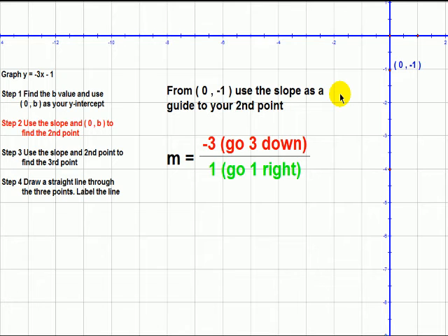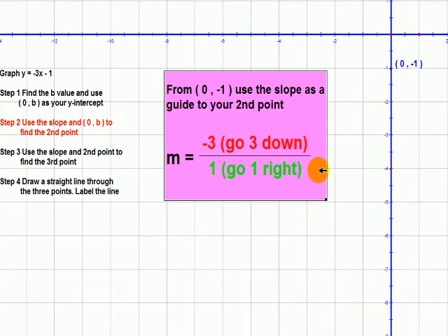So for step 2, we're going to use the slope and 0, b to find our second point. From 0, negative 1, use the slope as a guide to your second point. Recall that the slope was negative 3 over 1. This means go down 3 units between 2 consecutive y values and go 1 unit to the right between 2 consecutive x values. So now let's find the second point.